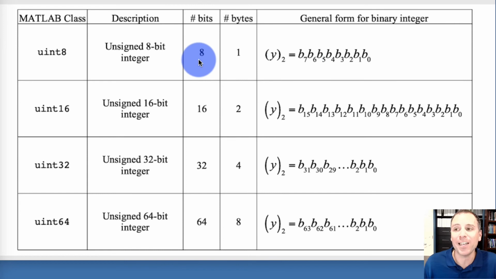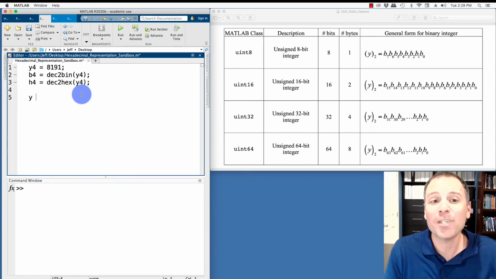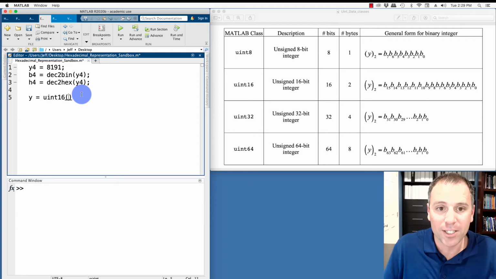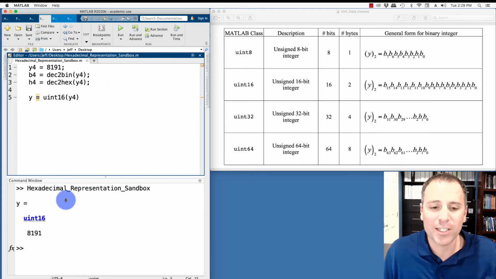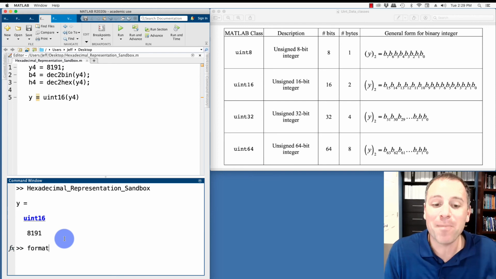So for an 8-bit integer, that's a total of 8 positions, starting at B7 all the way to B0. For 16-bit integers, that starts at B15 going all the way to B0, and then 32 starts at B31, 64 starts at B63. Here I'm going to do something really interesting and actually typecast this Y4 using 16 binary digits, or bits. And so I'm going to say that Y is equal to uint16 of Y4. When I run this, notice that the actual value entered here is the same, but this is where things get fun. I know, they've been fun the whole time.